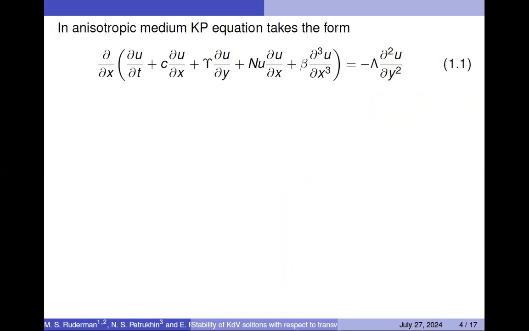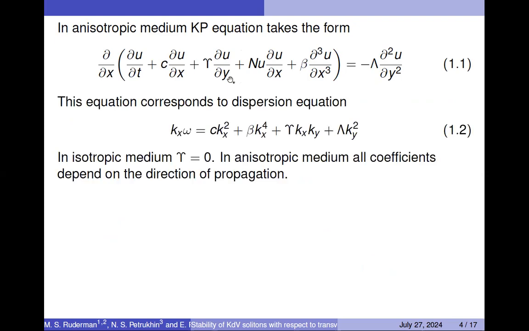In anisotropic medium, the KP equation takes this form. We have one additional term related to anisotropy. This is the additional term. If we linearize this equation, then it corresponds to the dispersion equation given by this expression. In isotropic medium, this quantity epsilon is 0. I also emphasize that in anisotropic medium, all coefficients of the equation depend on the direction of propagation.